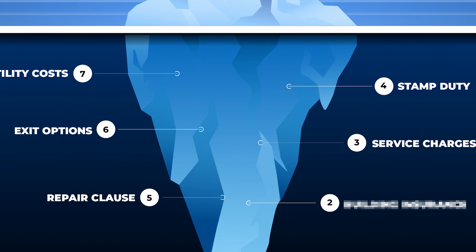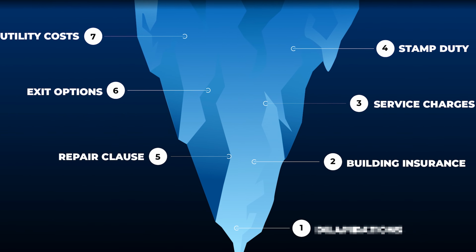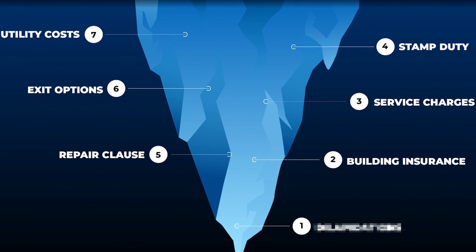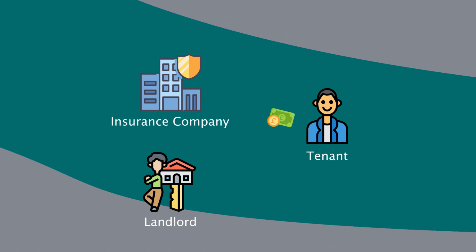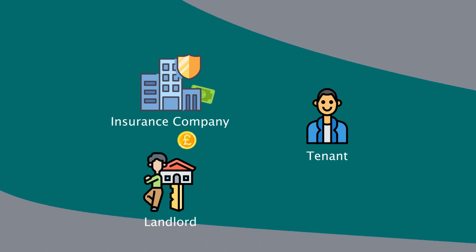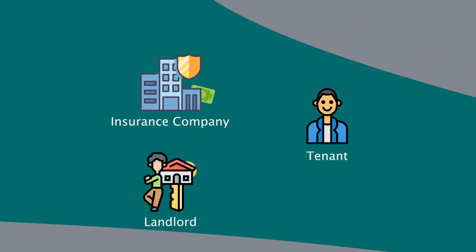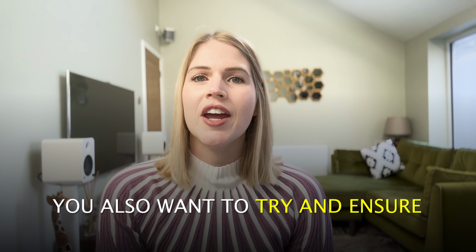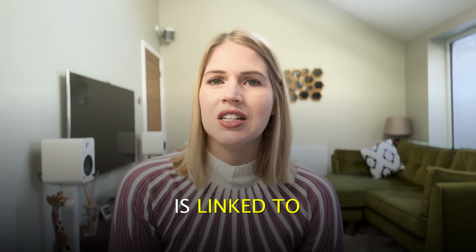Now, number 2 on our countdown is buildings insurance, and as with service charges, exactly how this is calculated and passed on to you should be stipulated in the contract. It's not uncommon for landlords to get kickbacks from insurance companies, so they take a higher insurance cost and then get a rebate that is paid to them personally, and this pushes your insurance costs up. You also want to try and ensure that any increase in insurance costs is linked to RPI or something similar, so that you can't have these drastic jumps year on year.